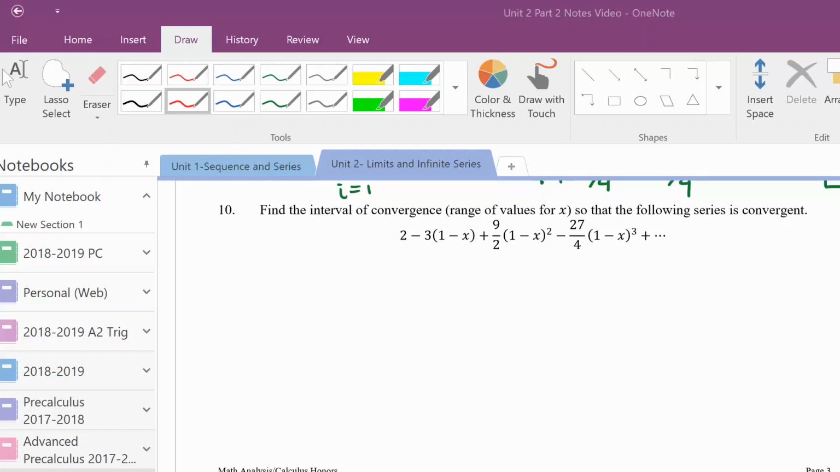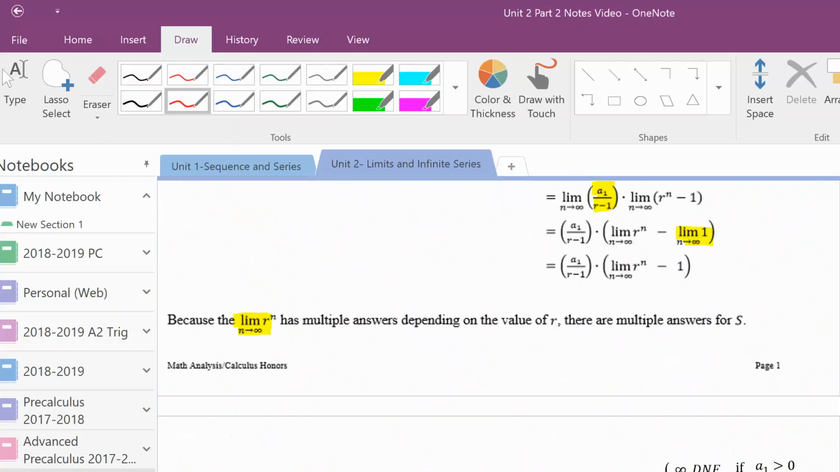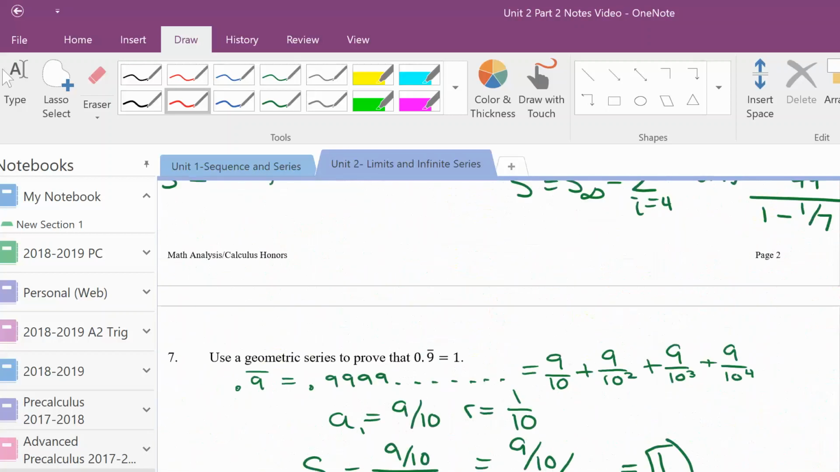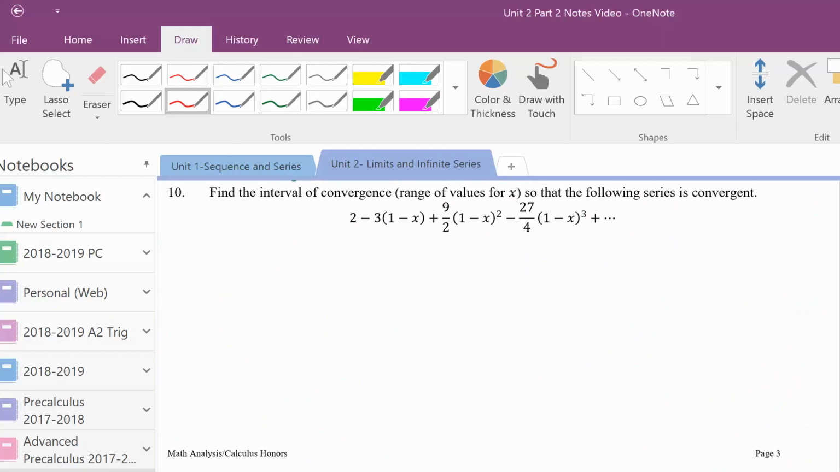Welcome to tonight's video. We'll continue with part 2, the infinite series of geometric and arithmetic, but mostly we concentrate on geometric. So the next question, where we left off, talking about the interval of convergence, the range of values for x, so that the following series is convergent, meaning you can find the sum.